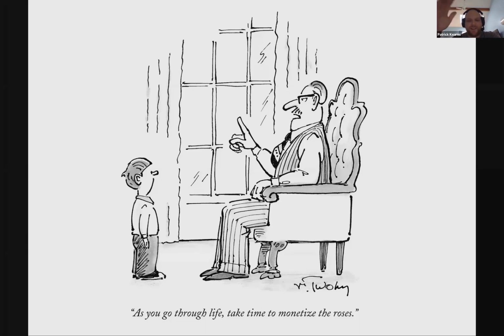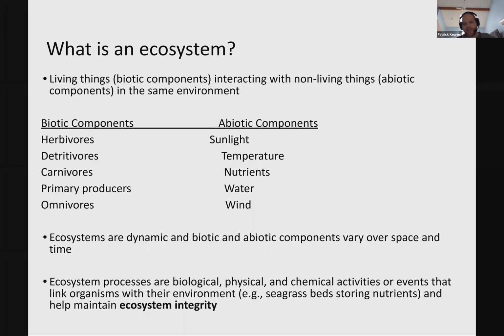The guy with the sweet mustache says, as you go through life, take time to monetize the roses. That's obviously in direct contrast to take time to smell the roses, which is more so appreciate life, versus this guy saying make sure you squeeze as much money out of life as you physically can. If that's not reflective of society, there's probably lots of other things that are, but I think this does a pretty good job. So let's dive into how this gentleman might monetize the roses. Now, what is an ecosystem? I don't know if you guys have heard ecosystem as a term before, but it's pretty broad.